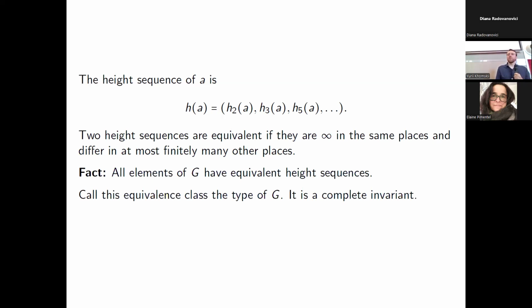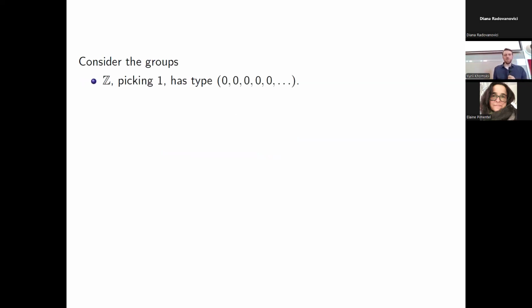So they might not have exactly the same height sequences in the integers. There are different divisibilities of 2 as there are of 6, but they're going to have equivalent height sequences. And we're going to call this equivalence class the type of the group. And it's going to be a complete invariant. So let's look at some examples.